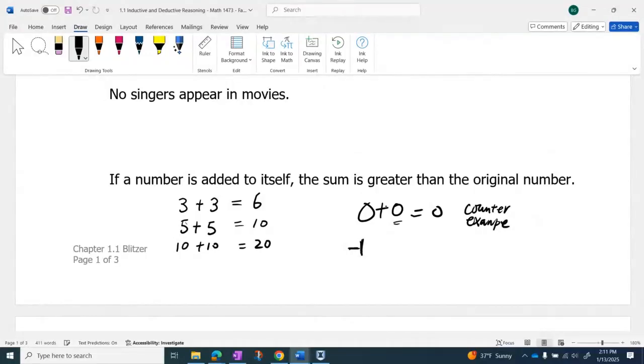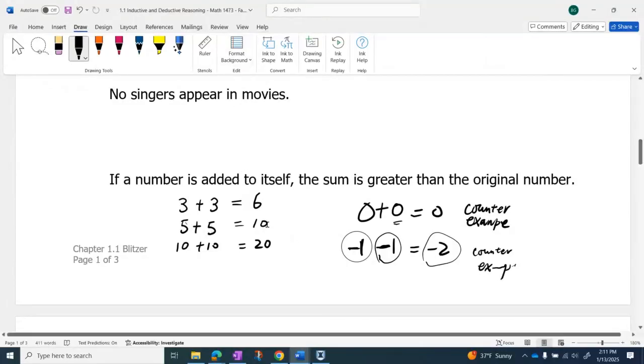For example, -1. If we add -1 on top of -1, what do we have? -2, right? Use the casino method. In a casino, you lose $1 and then you lose another $1. So together you lose $2, right? -2 is not bigger than -1. So this is also a good counterexample. The best way to disprove something in mathematics is to give a counterexample. Very good.